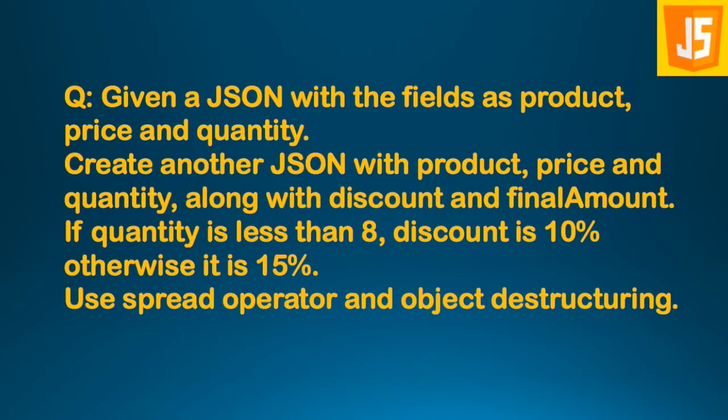Given a JSON with the fields as product, price and quantity. So we have been given a JSON with these fields. Create another JSON with product, price and quantity along with discount and final amount. So we want to create another JSON in which these two fields have also been added. If quantity is less than 8, discount is 10%, otherwise it is 15%. Use spread operator and object destructuring. So we will use spread operator to create a copy of that, and we will use object destructuring.